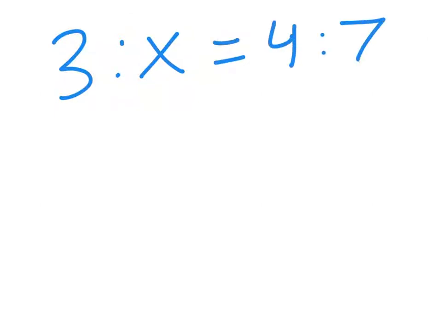Let's look at some random ones. Let's say I have 3 is to x as, I don't know, let's say 4 is to 7. One that we may not be able to do in our head, because I'm saying that 3 is to some number as 4 is to 7. Hard to do in my head what the relationship is between 4 and 7. So what we can do is go ahead and rewrite those as fractions.